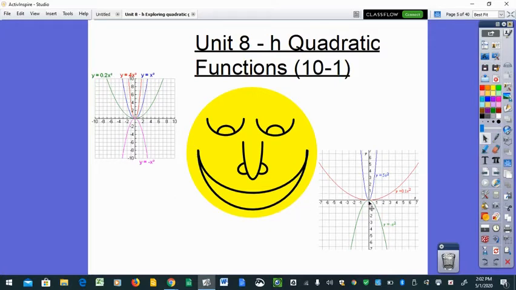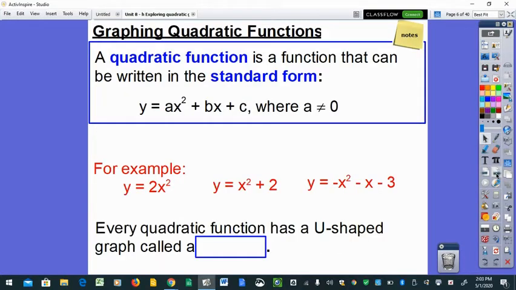And there's also two little graphs here that will be on the notes page that kind of give you an idea of what we're talking about, at least for part of today. So let's start with our vocabulary. A quadratic function is a function that can be written in the standard form y equals ax squared plus bx plus c, where a cannot equal 0, because if a equaled 0, this term would become 0 and you'd have a linear function because the x squared term would be taken out.